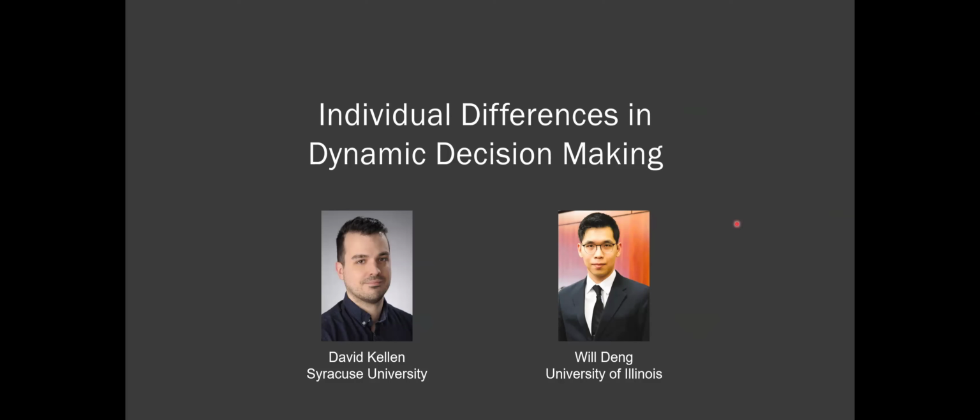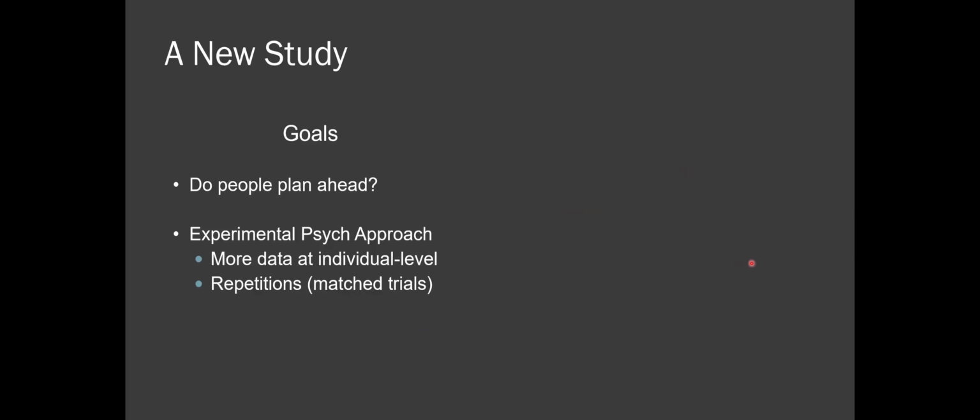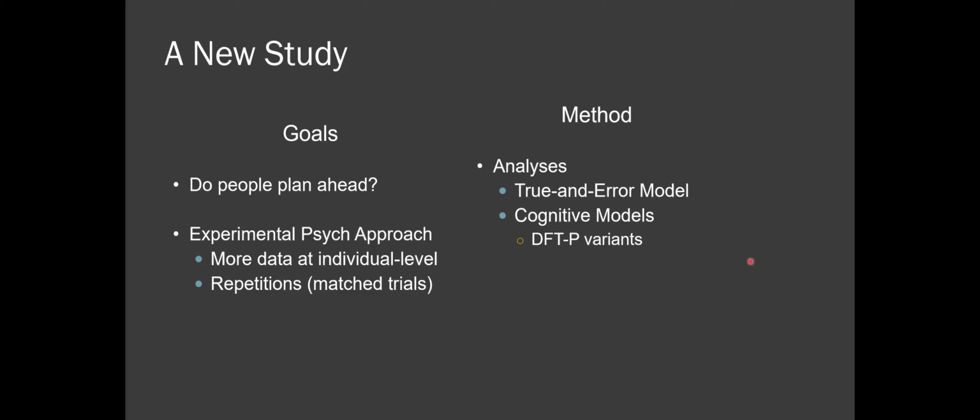All right, now I'd like to talk about a new study I've done in collaboration with David Kellen at Syracuse and Will Dang at Illinois. We're interested in whether or not people are planning ahead, and we're taking an approach more typical of contemporary experimental psychology. We're collecting more data at the individual level, with multiple repetitions of each type of trial, which is important for our true and error modeling. Then we apply both true and error models to the data, as well as cognitive models built within the DFT-P framework.